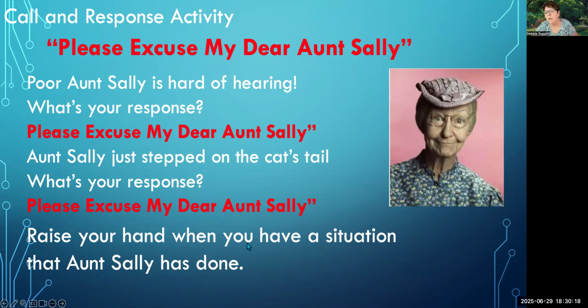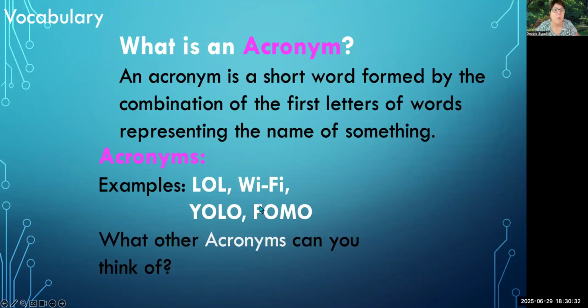Now I want you to come up with an excuse or a situation that Aunt Sally got herself in where you have to say, please excuse my dear Aunt Sally. And we'll move on from that after the discussion. We move on to acronyms and what an acronym is. An acronym is a short word that is formed by the first letter of each word. So, for instance, LOL, laugh out loud. Wi-Fi, wireless fidelity, YOLO, FOMO.